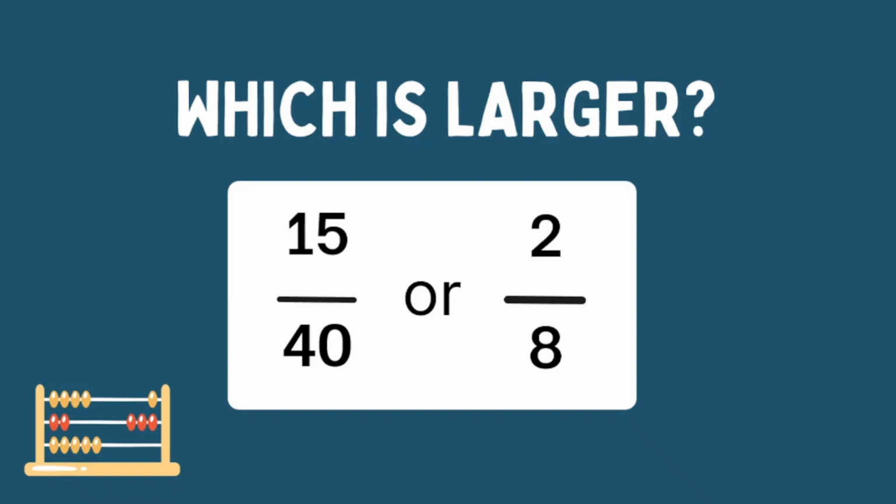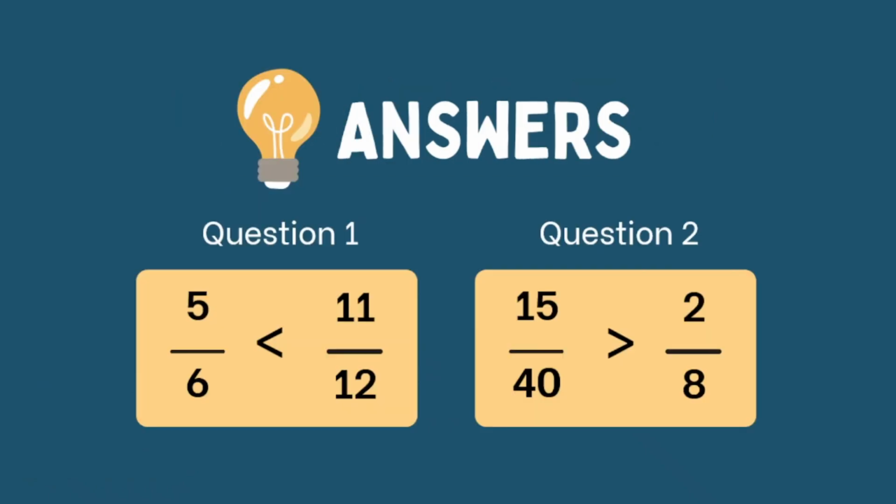So let's have the answer now. The answers are this. The first question, 5 over 6 is less than 11 over 12. The second question, 15 over 40 is greater than 2 over 8. You can put your answer and your workings in the comment section. So that is that on comparing fractions.